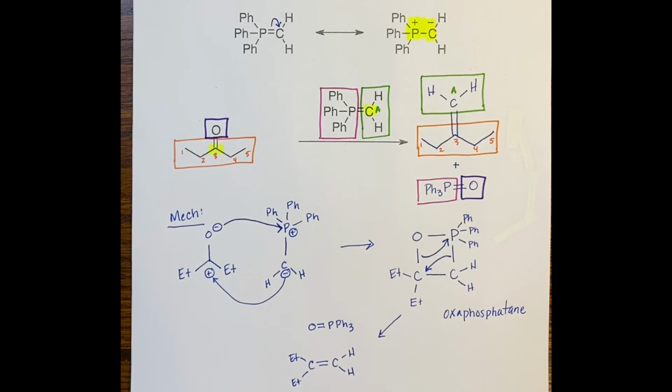One of the things that's going to really help drive this reaction is the fact that one of my products contains an oxygen-phosphorus bond. When we talked about alcohol chemistry way back in the beginning of the semester, we learned that oxygen and phosphorus really like to form bonds. They form very strong bonds, and that was the driving force for a lot of the reactions that we talked about then, and we'll see the same thing at play here. So this oxygen-phosphorus bond is a really strong bond that's going to help drive this reaction.